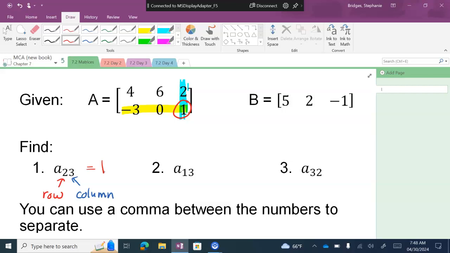So number 2 is looking for what element is in matrix A. Row 1, column 3. So look at matrix A, look at row 1, look at column 3. Tell me what number is there. 2.